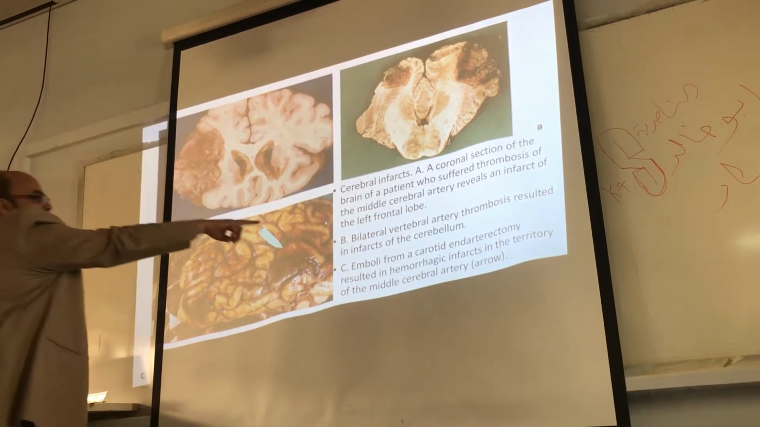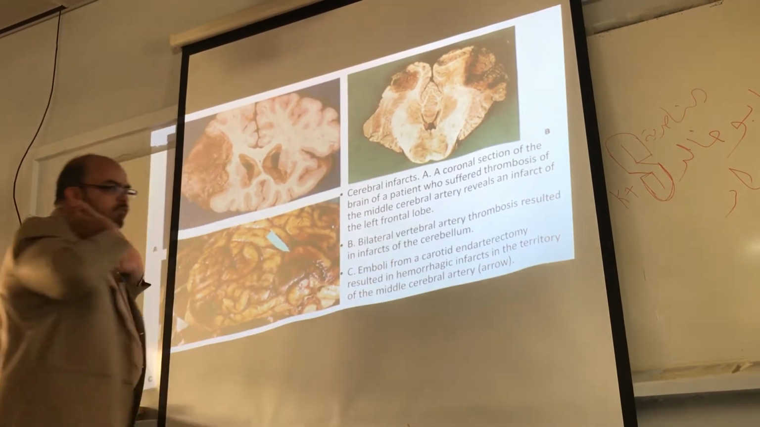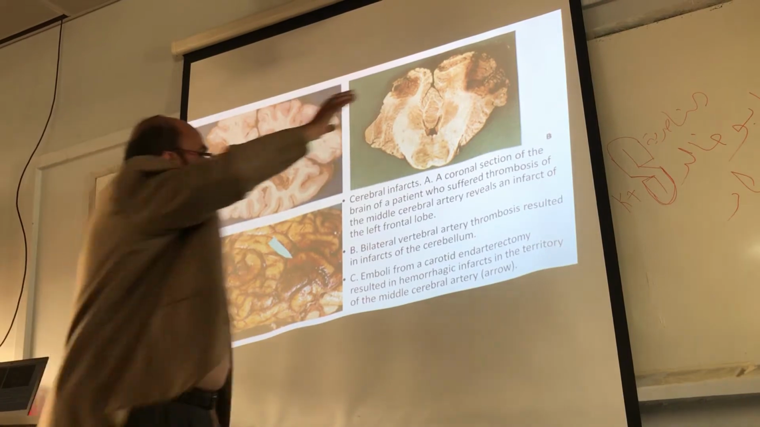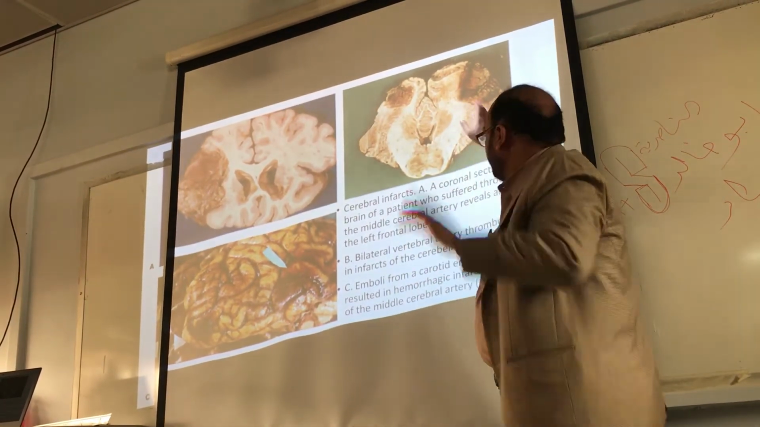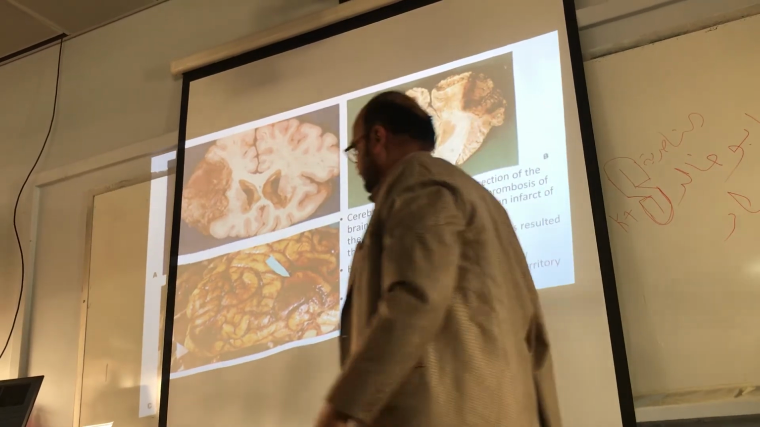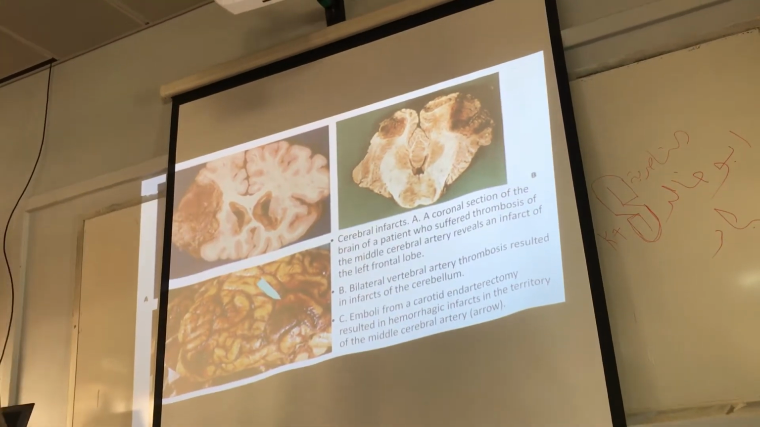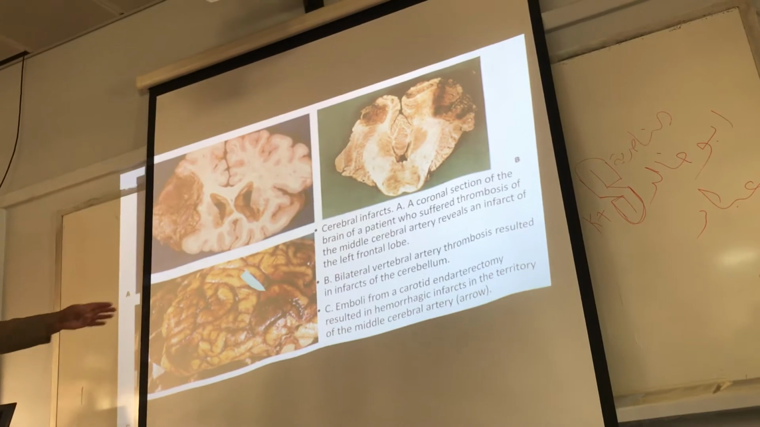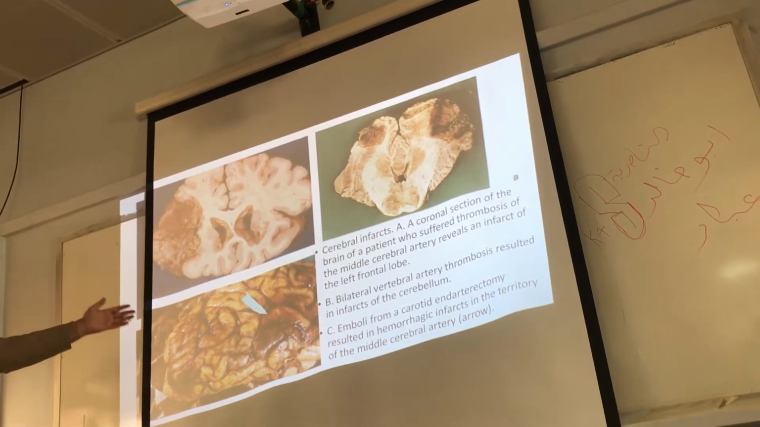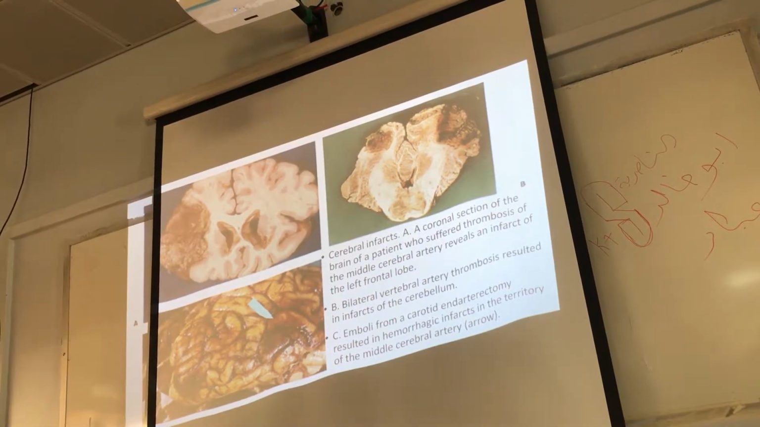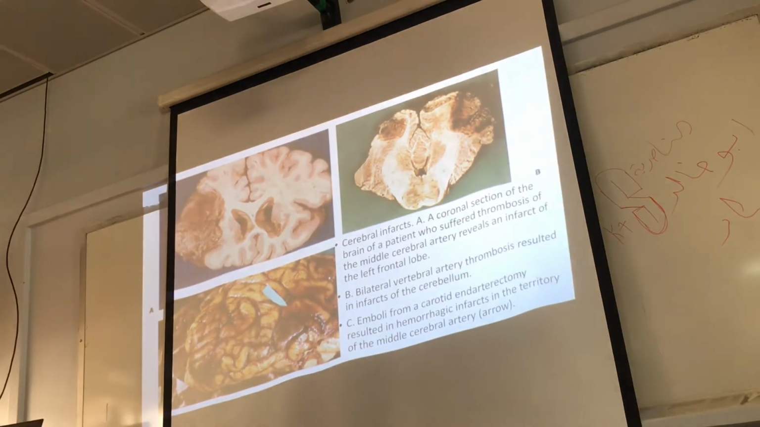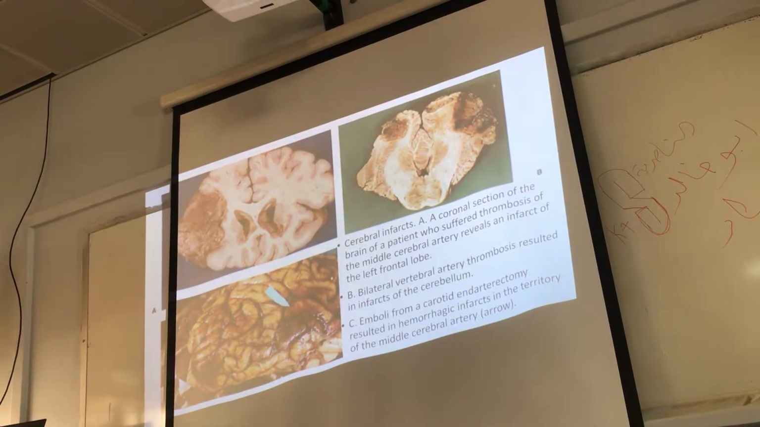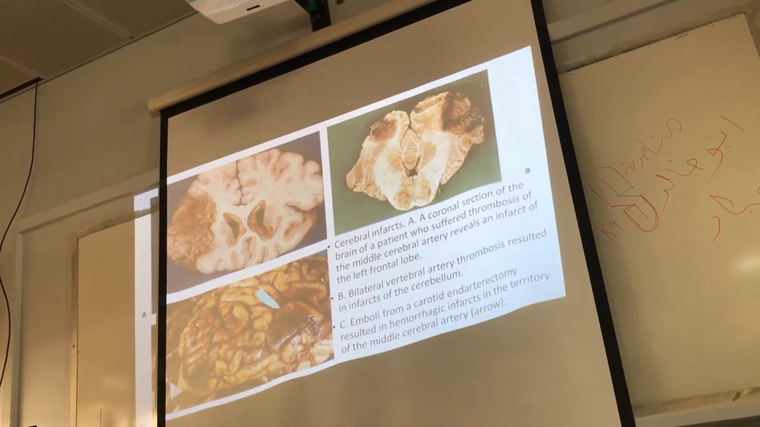B is the bilateral vertebral artery, from where it is going. So these are the areas. What are these areas? These are posterior areas, occipital. So this is the posterior cerebral artery. And similar to the previous picture, the other is in the territory of the middle cerebral artery, the superior lateral surface. So one is posterior and two are superior lateral.